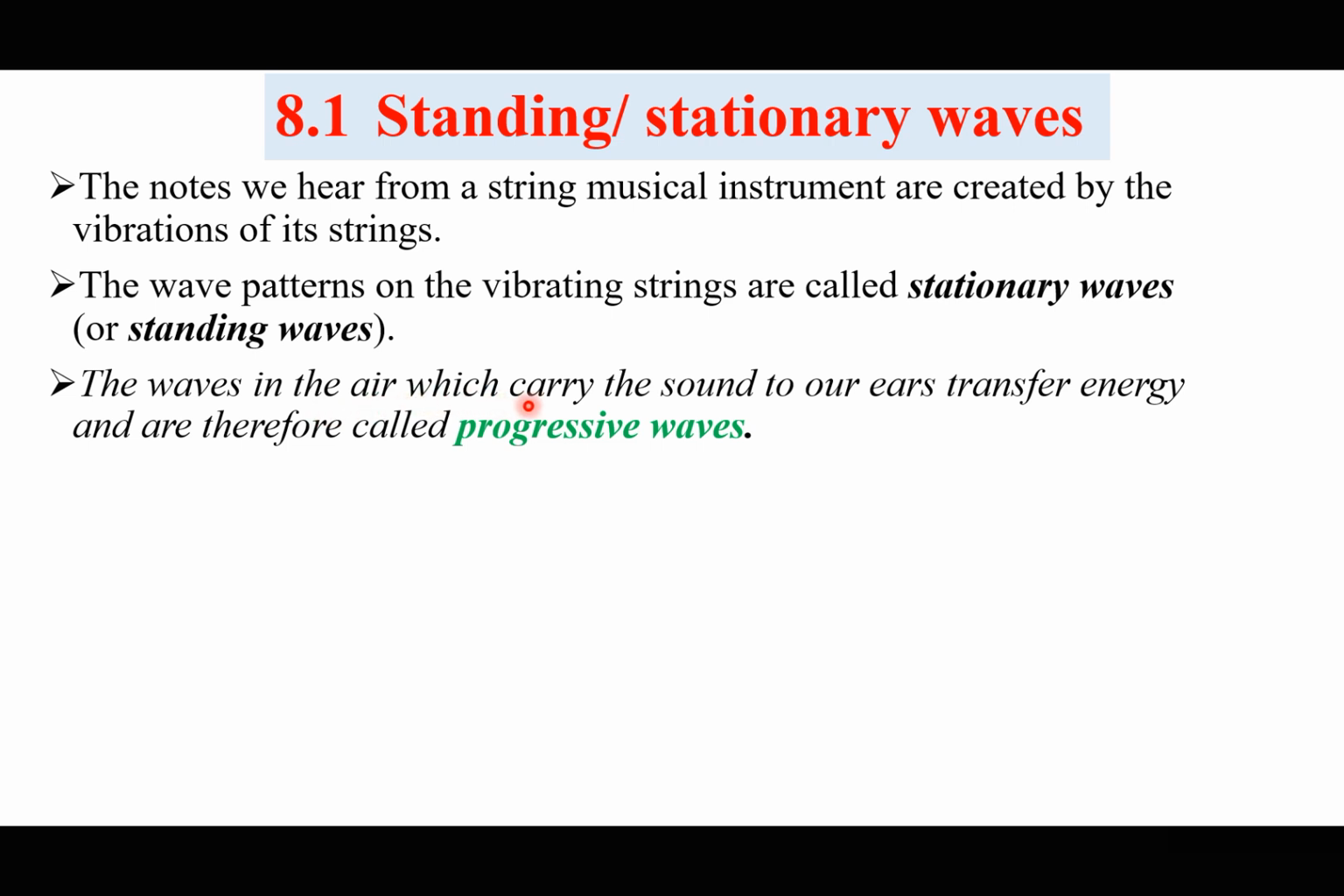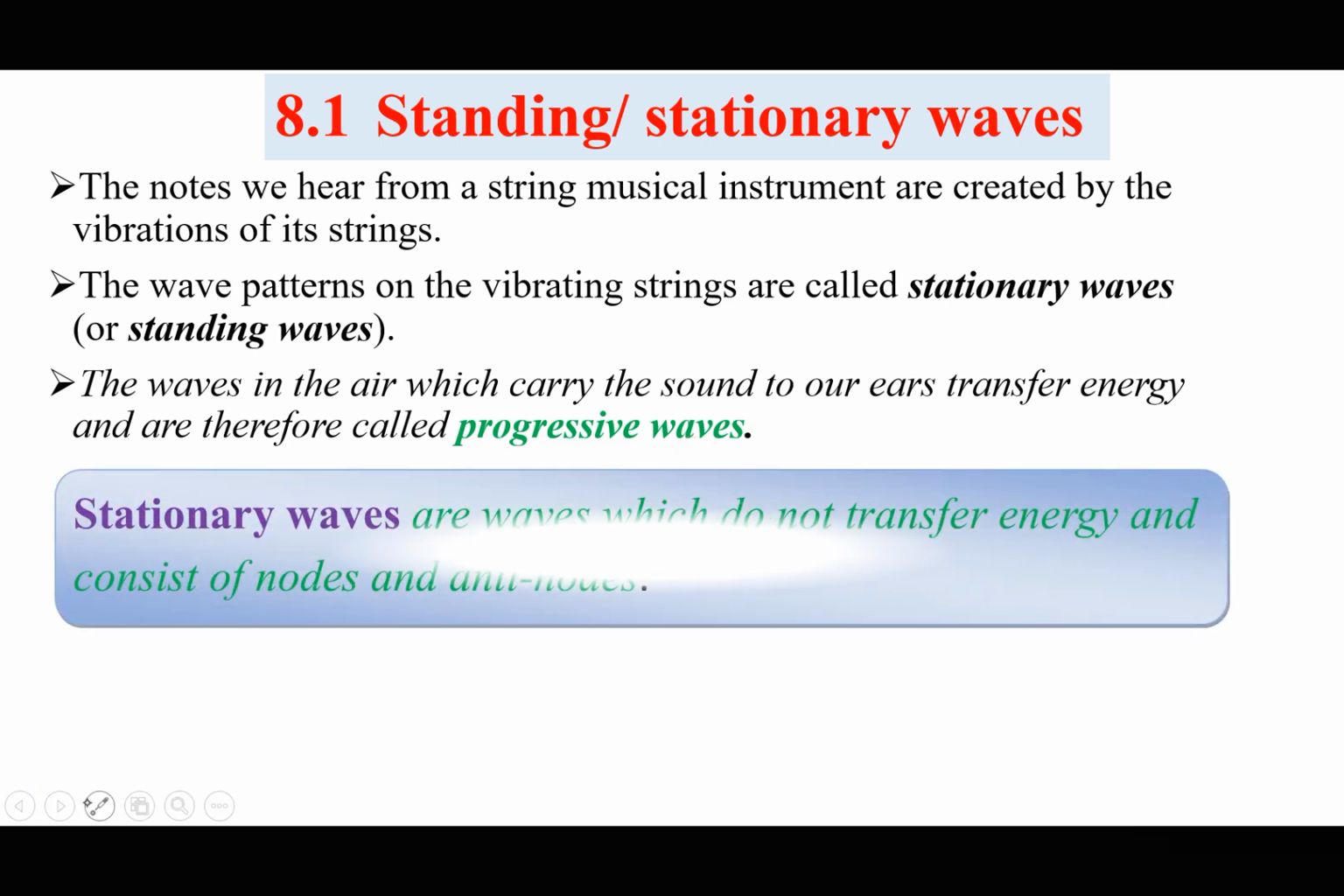So the waves in the air which carry the sound to our ears transfer energy and are therefore called progressive waves. From a progressive wave, we can produce a stationary wave, and a stationary wave can also produce a progressive wave in air in the form of sound, which can propagate to our ears. That's how a sound wave from a guitar string reaches our ears. So what do we mean by a stationary wave?